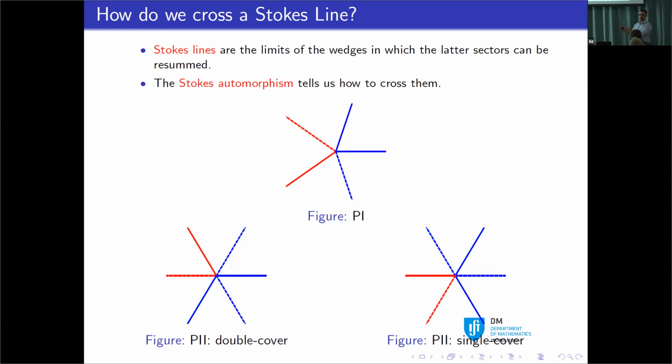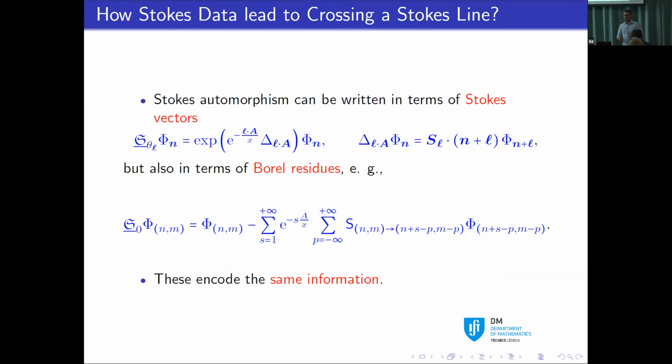Guarantees this continuity, not discontinuity, which is a different concept. So this Stokes automorphism tells us how to cross these lines, and this is what we are very interested in. I'm just recalling a little bit what Max said before. There are two types of encoding the information of crossing this line. One of them is Stokes data, which is much simpler, and there are fewer of them. And then there are the Borel residues, which are many more, but they are kind of simpler to understand.